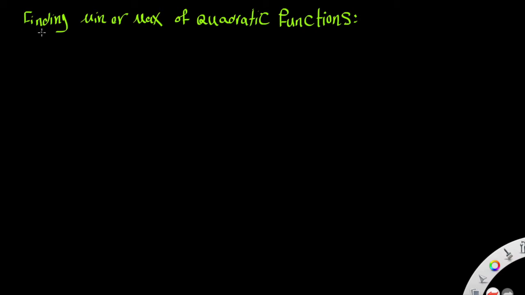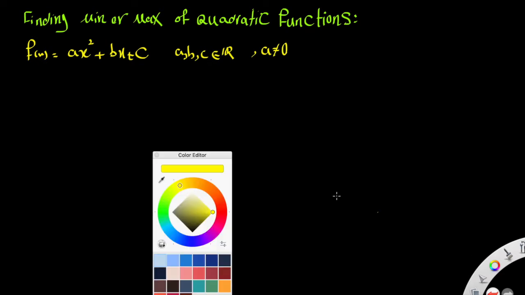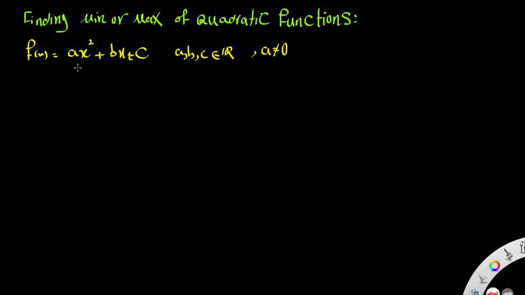In this video, we are going to learn how to find the min or max of a quadratic function. As you already know, f of x of the form ax squared plus bx plus c, where a, b, and c are real numbers and a is a non-zero number, is the general form of a quadratic function. Now, the orientation of a quadratic function depends on the sign of a. A is called the leading coefficient.